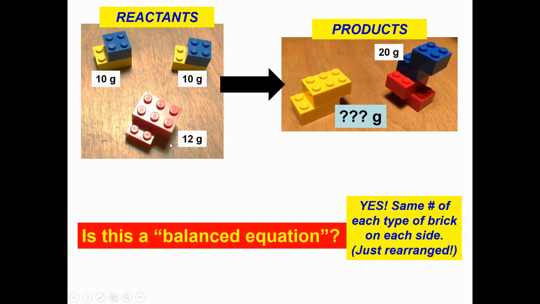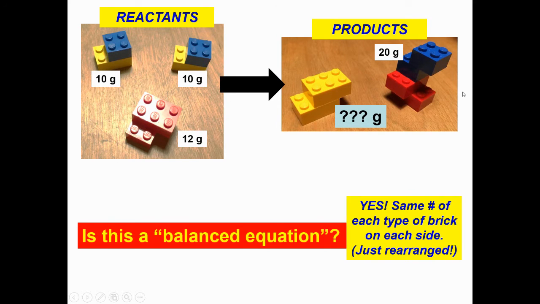Okay, now here's another way to think about it. What if we knew that this Lego piece, this compound, has a mass of 10 grams, this one has a mass of 10 grams, and this one has a mass of 12 grams. Okay, and then these things that are produced, well, we know that this big one with the red and the blue has a mass of 20 grams. We don't know the mass of this one. How could we figure it out? Is there a way to figure out the mass of this when we know the mass of all the things that are reacting together, and the one other thing that is produced?